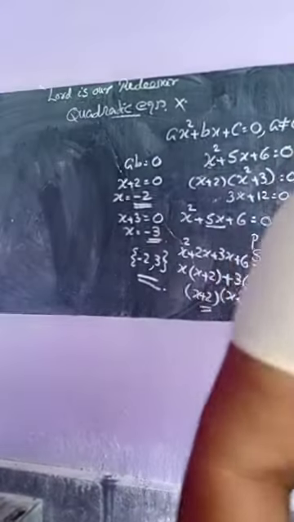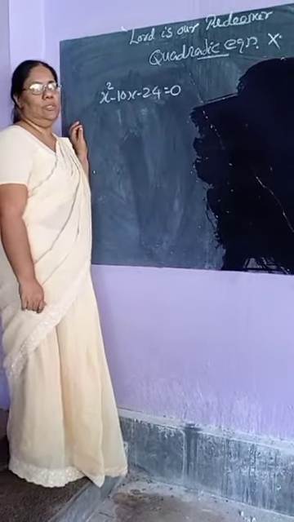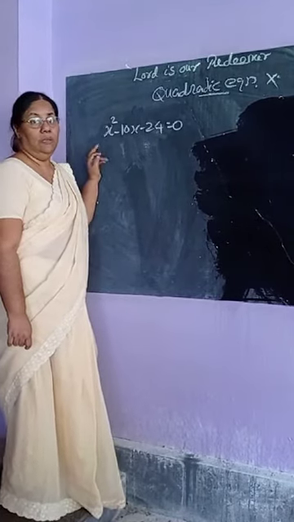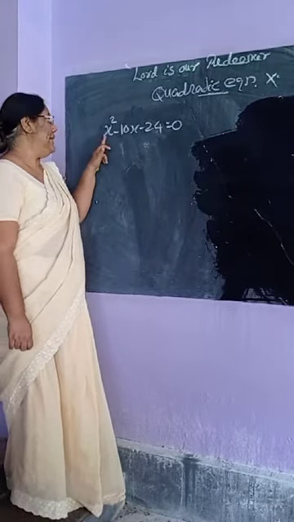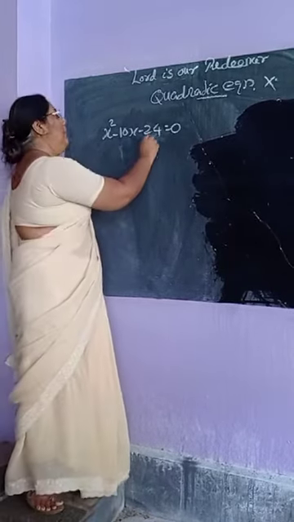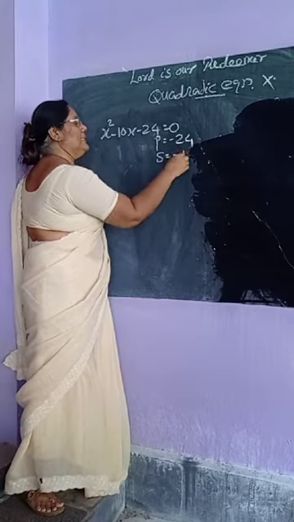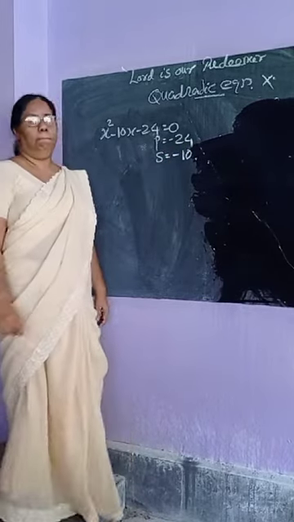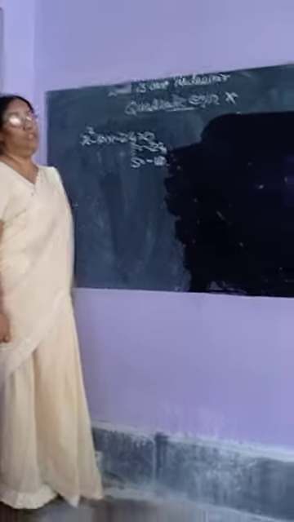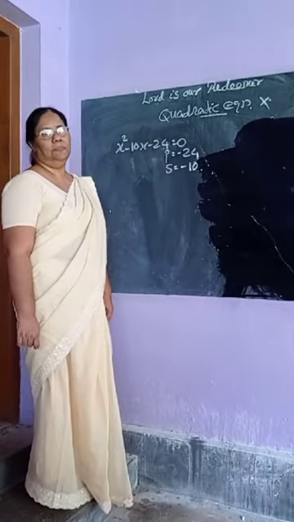Then I will give you one more example. Write the next question. By prime factorization method, solve this equation: x square minus 10x minus 24 equal to 0. Product minus 24, agree, and sum minus 10. Say the numbers. Product minus 24, but the sum is minus 10.